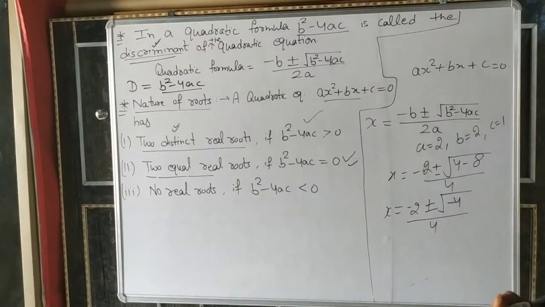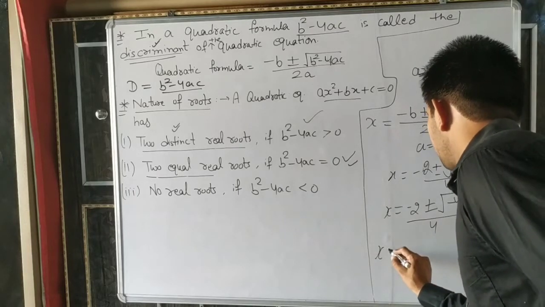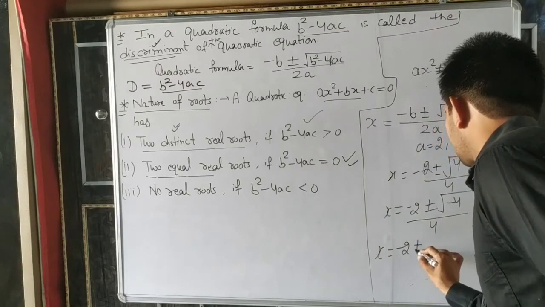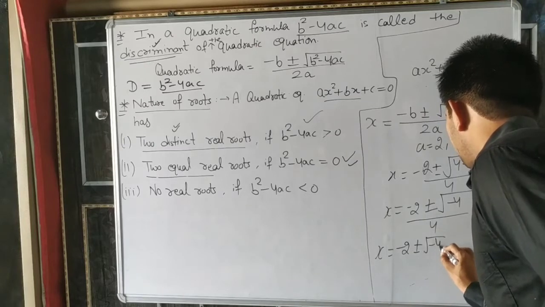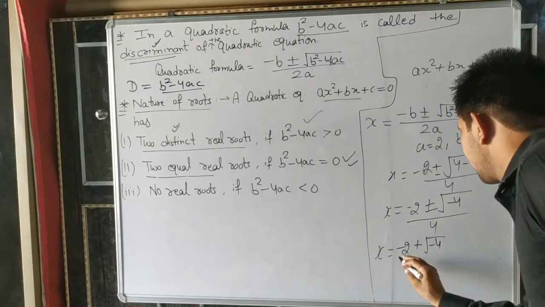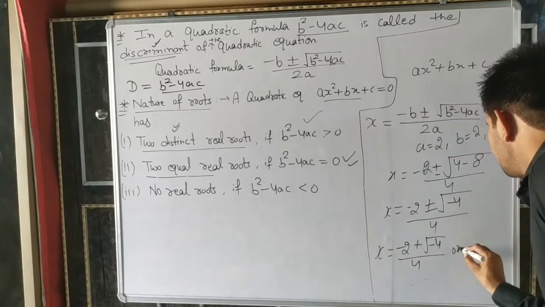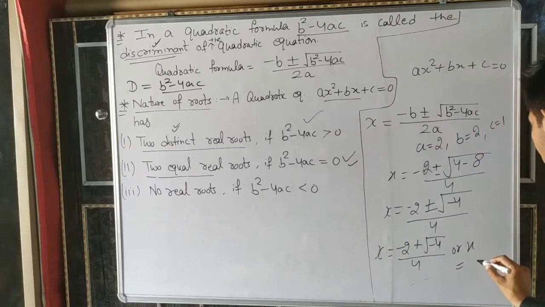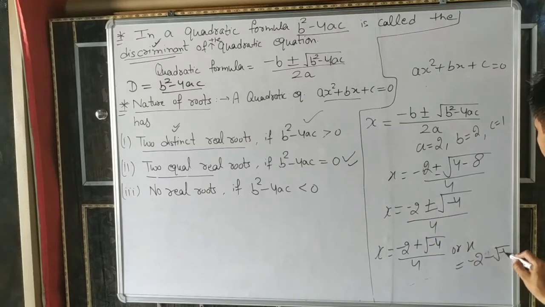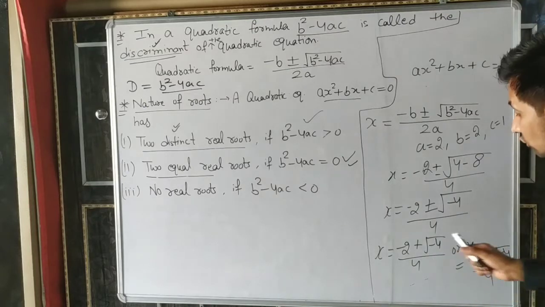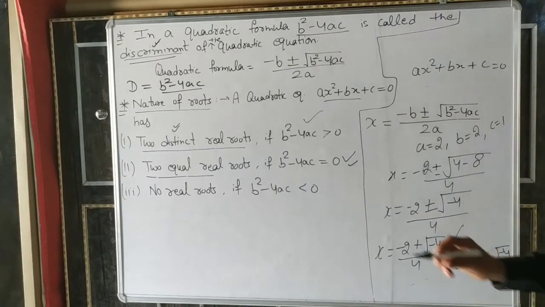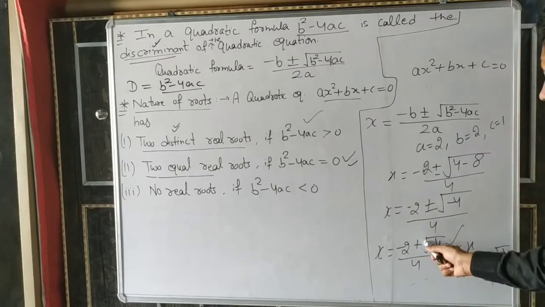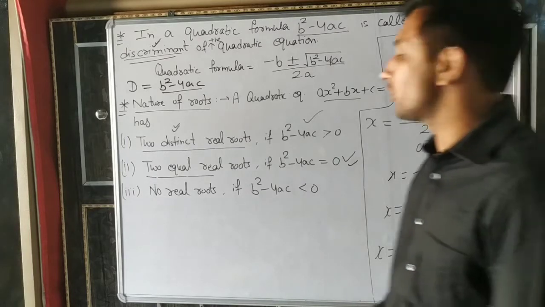So now you will say, sir, the first root is minus 2 plus the root of minus 4 divided by 4, and the second is minus 2 minus the root of minus 4 divided by 4. Again, sir, distinct real roots? It is not a real number, dear. It is a distinct root, but it is not real. Why is it not real?